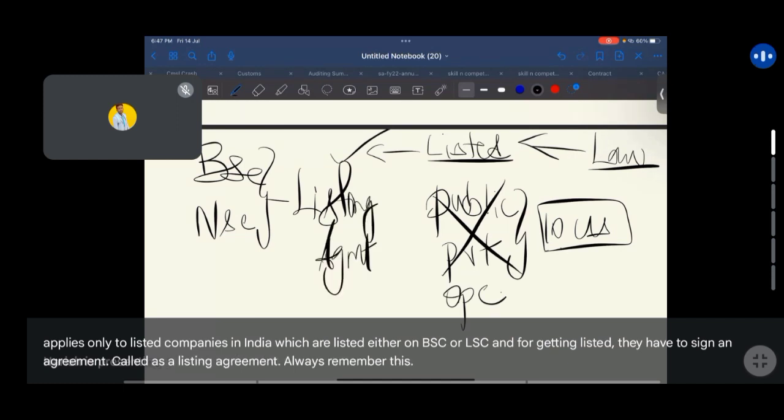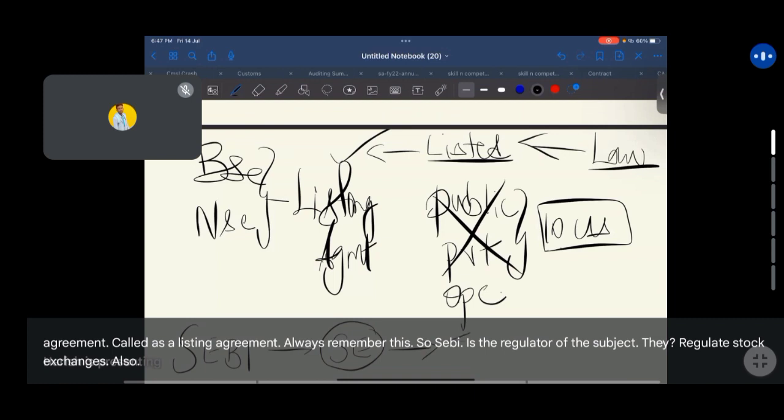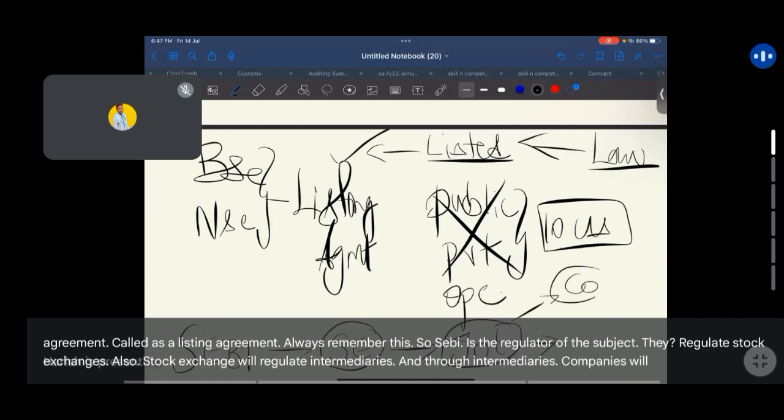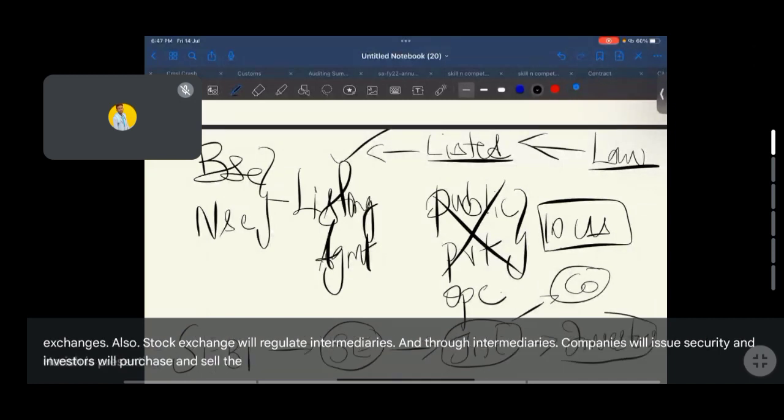Always remember this. So SEBI is the regulator of the subject. They regulate stock exchanges also. Stock exchanges will regulate intermediaries, and through intermediaries, companies will issue securities and investors will purchase and sell the securities. This is the structure of this syllabus when you're trying to study.